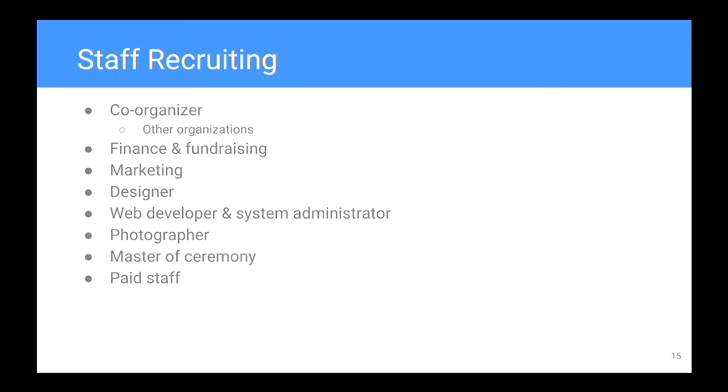So after you have all of these things, you should do staff recruiting. Yeah, you probably cannot do everything yourself. So the best thing is you can have a co-organizer, and a co-organizer doesn't have to be another person, but can be an organization or a company which is very friendly to FreeBSD. Then you can leverage their resources. So you can talk to companies or organizations in your hometown to be your co-organizer. And there are some roles of people you need to have.